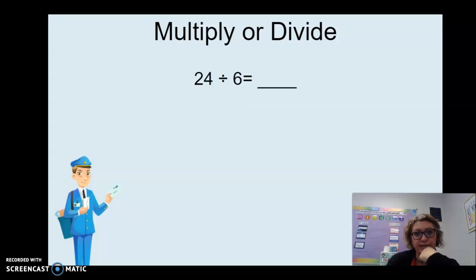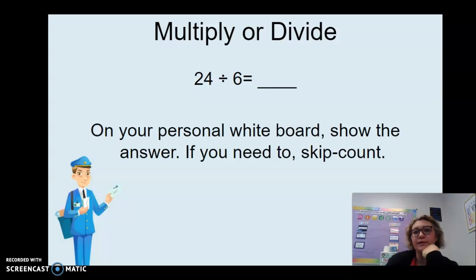24 divided by 6. So again, we're going to count by 6s and see what number times 6 equals 24. Here we go. 6, 12, 18, 24. 6 times what number equals 24? 4. So 24 divided by 6 equals 4. Say that. 24 divided by 6 equals 4.